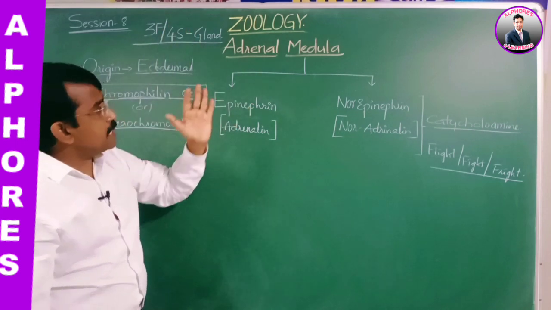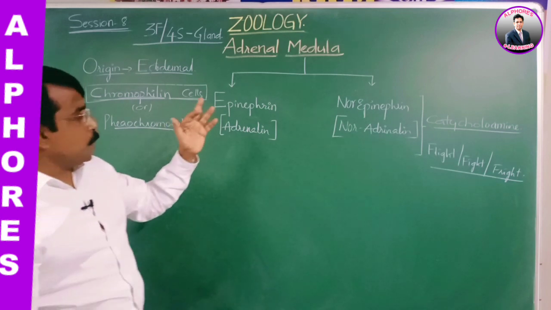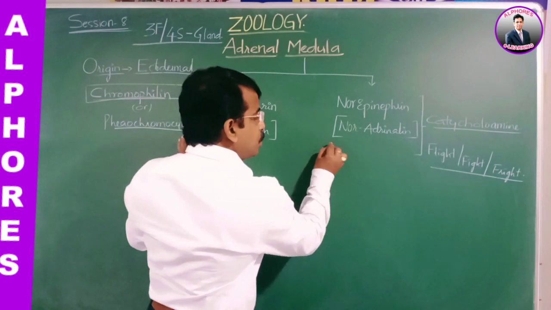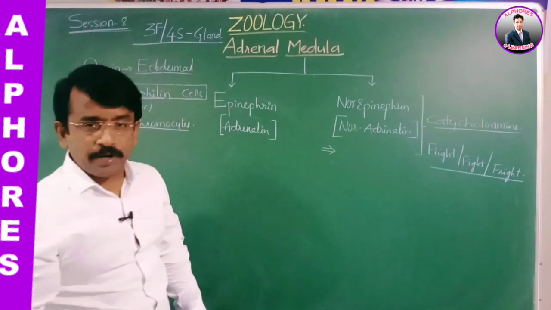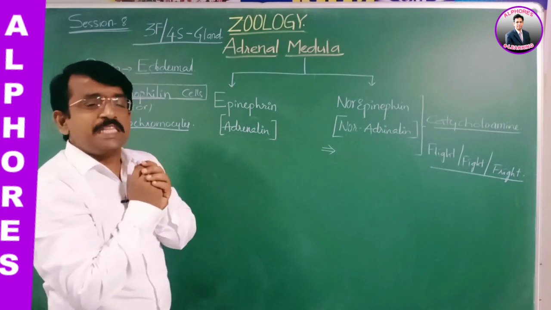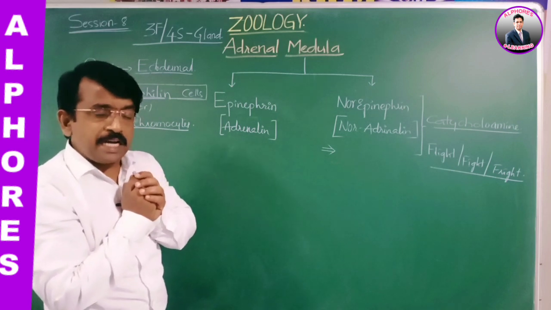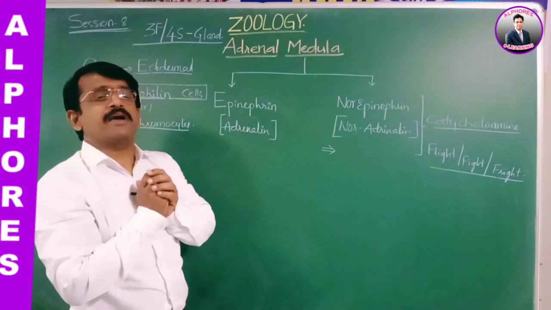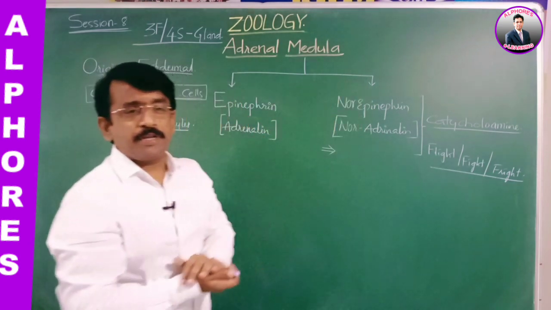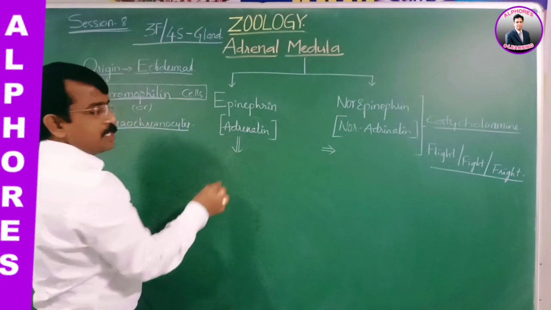And let's see the functions of the medullary hormones, which include epinephrine and norepinephrine. Norepinephrine is also named noradrenaline. Both are amine hormones. This increases the cardiac activity. Next, it constricts the blood vessels, thereby increasing the blood pressure. That is the functional role of norepinephrine, and epinephrine also has the same function.